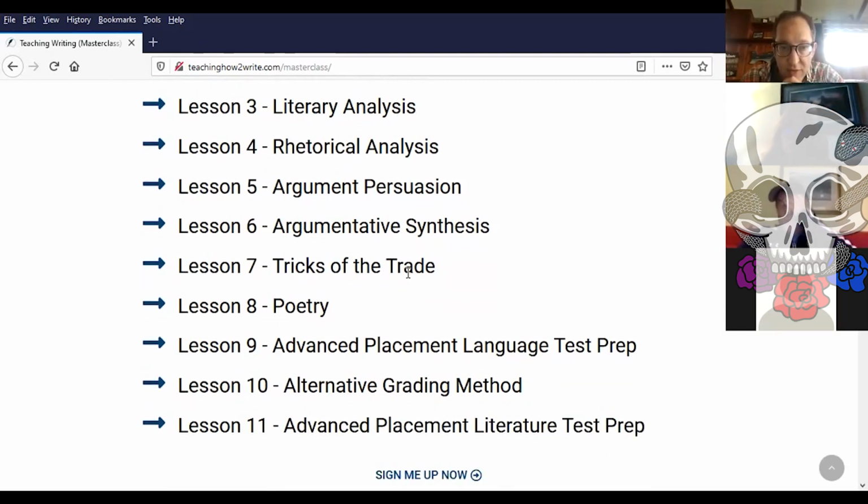The Tricks of the Trade folder has a lot of those nuance games that I was showing you. I showed you a couple, like the Bob Ross rubrics, all of that stuff. There's a poetry folder. I have advanced placement language and literature videos going back to 2015 to the present, and then the alternative grading. So that's the masterclass library, and you have lifetime access to that. I add to it all the time. And that's what teachers are really loving.